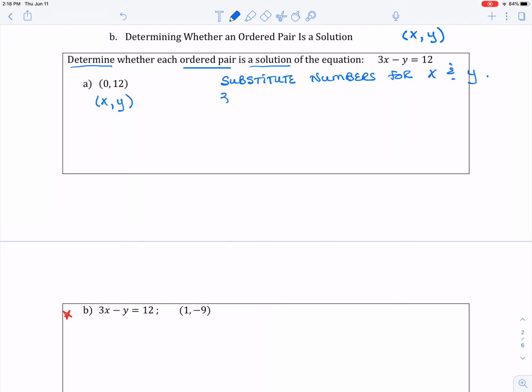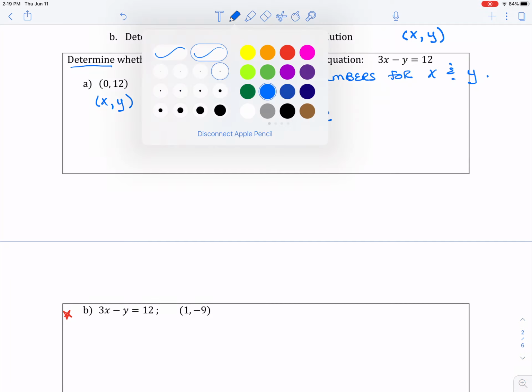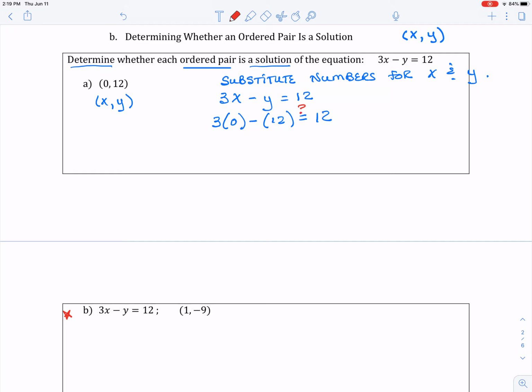All right, so here's the equation. Let me just write it down. And we're replacing x with 0, and we are replacing y with 12, and we are asking ourselves the question, is the left side now equal to the right side? If it is, we'll say yes, this point is a solution. If it is not, we'll say no, this point is not a solution.